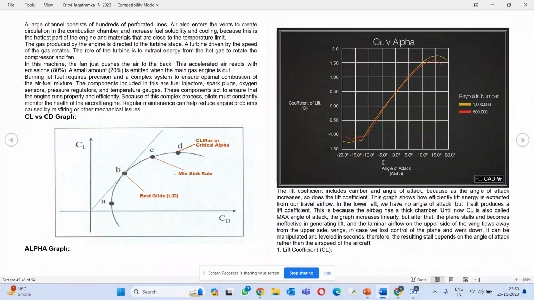It helps pilots and engineers understand how changes in an aircraft's angle of attack affect its climb performance. This is crucial for optimizing ascent and descent profiles during the flight. On the other hand, the angle of attack, represented by alpha, is a measure of the angle between the incoming air and the reference line of the aircraft, typically the chord line of the wing. The alpha graph depicts how the lift and the drag vary with angle of attack. Pilots use this information to determine the optimal angle for the aircraft to maintain a stable flight.